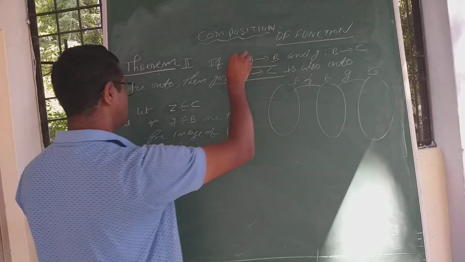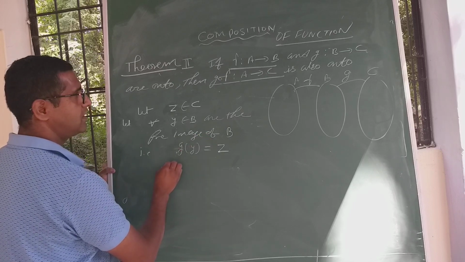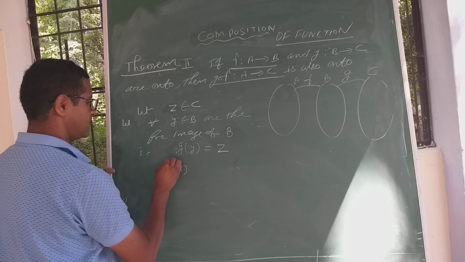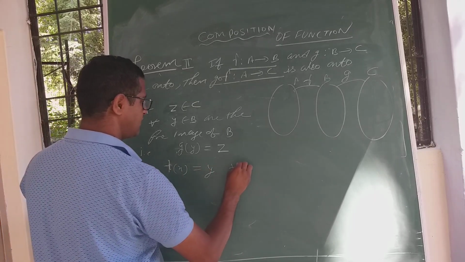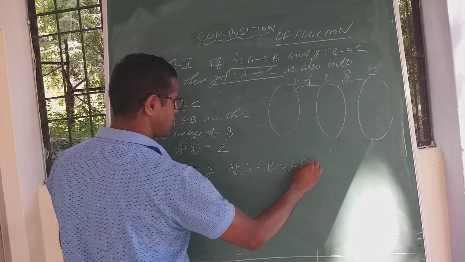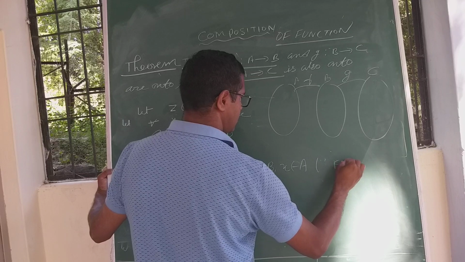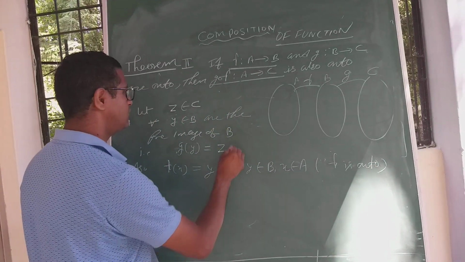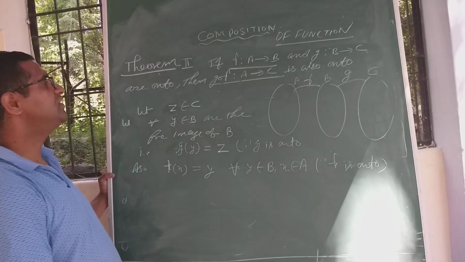Function f is also onto, so f(x) = y for every y belonging to B and x belonging to A. Since f is onto, and here also g is onto. Now consider g composition f.